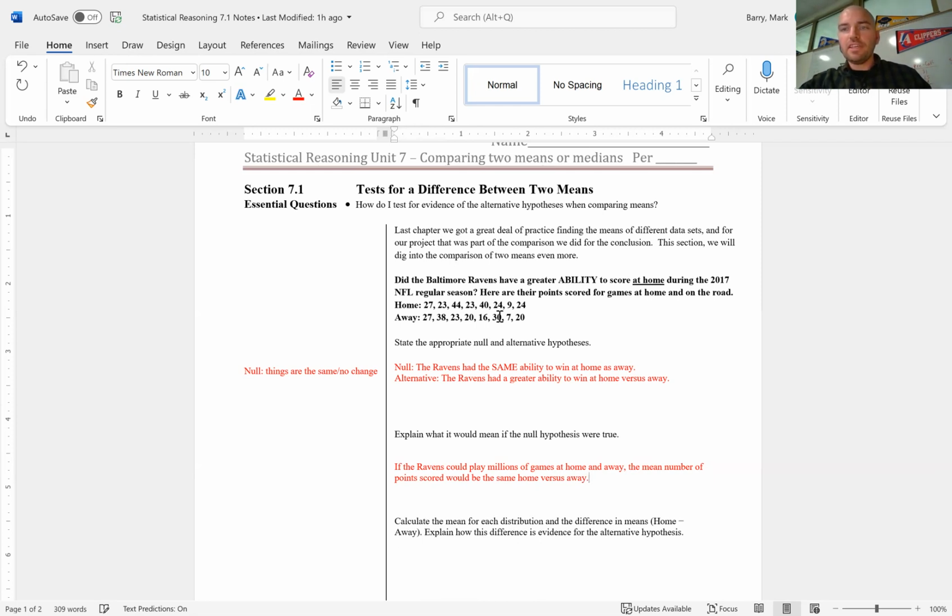All right, so we're kind of taking that out. If we expanded this, even if we're seeing that these two means are not the same when they played 8 games at home and 8 games away, if the null hypothesis is true, which again, we don't know that right now, where we're going to check it and see if we think the null hypothesis is true or the alternative hypothesis is true. But if the null hypothesis were true, we're saying that if we played millions of games, they would be about the same.